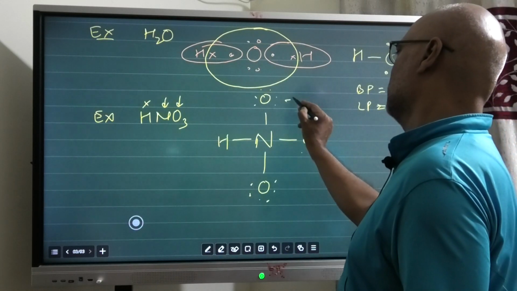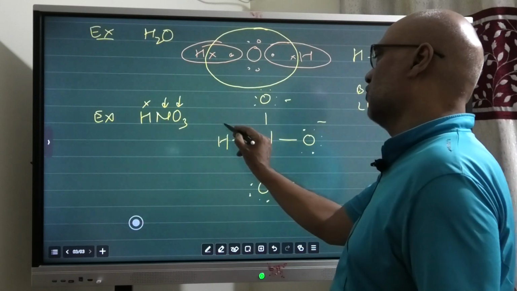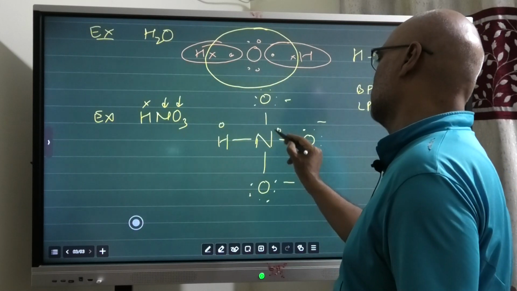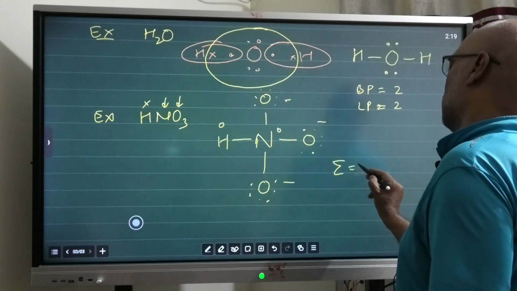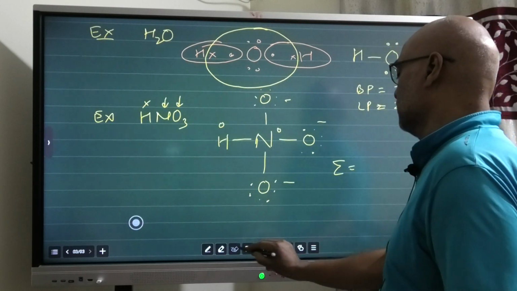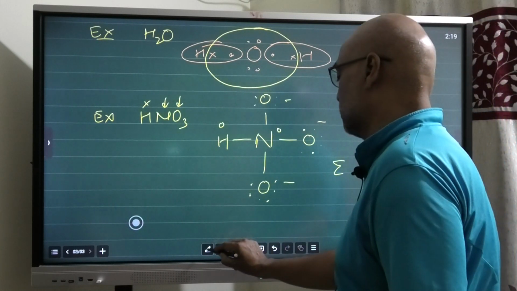The formal charge here is minus, formal charge here is minus, formal charge here is minus, formal charge here is 0, formal charge is 0. If you take the summation of formal charge, it will be equal to what? Summation FC, summation formal charge. Few people are getting confused, what is formal charge? I will explain to you.